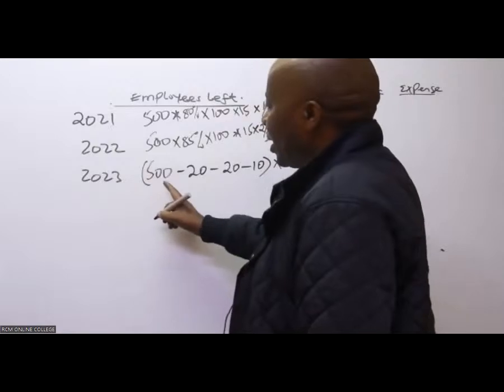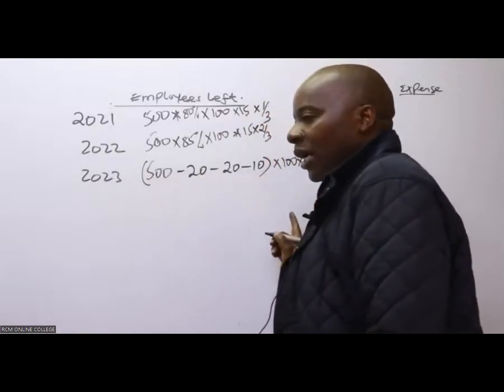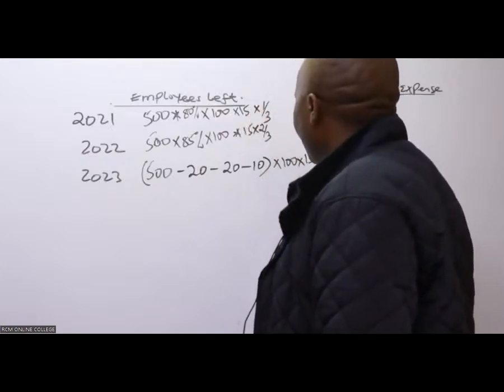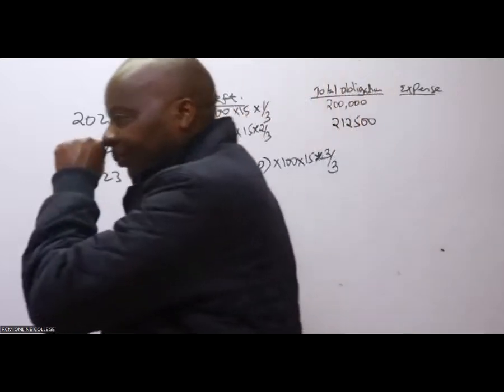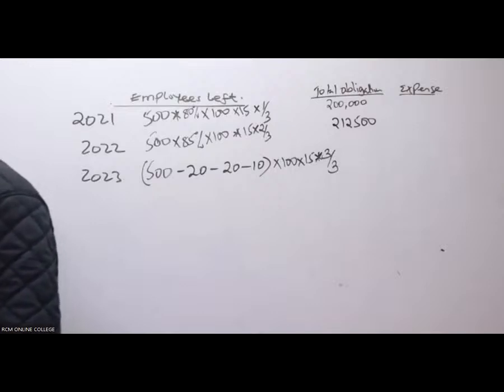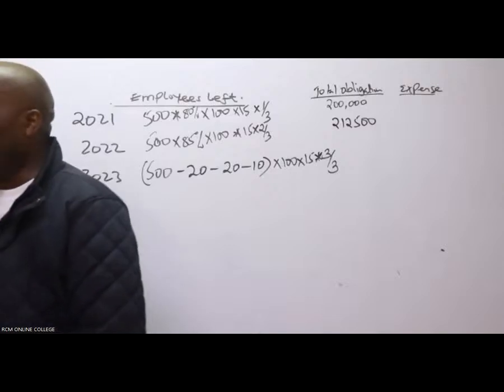How about the last one now? Open your brackets nicely: 500 minus 20 minus 20 minus 10, you close, times 100 times 15 times 3 over 3. The last one is 225,000, all right? Is the last one 225,000?